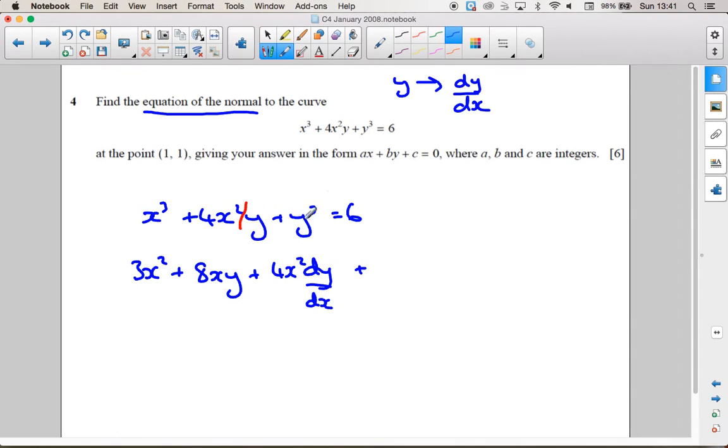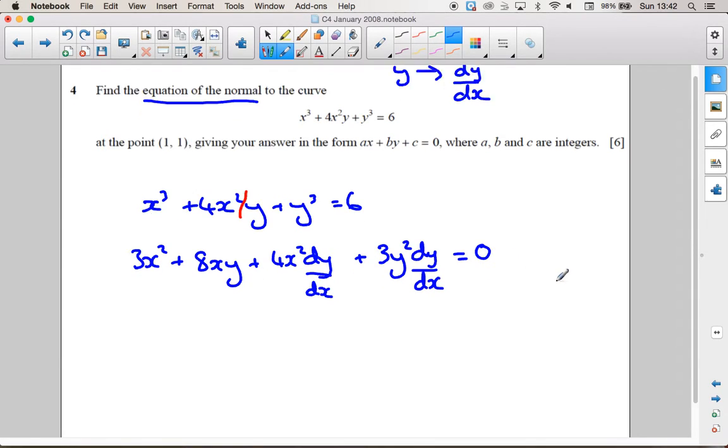And then for y cubed, if we differentiate it with respect to x, we're going to pretend this y is an x. So we would get 3x squared, so we're going to write 3y squared. But then we're going to times by the differential of y, because we pretended it was an x, which again is dy by dx. That's going to equal 0, because the 6 is a constant.